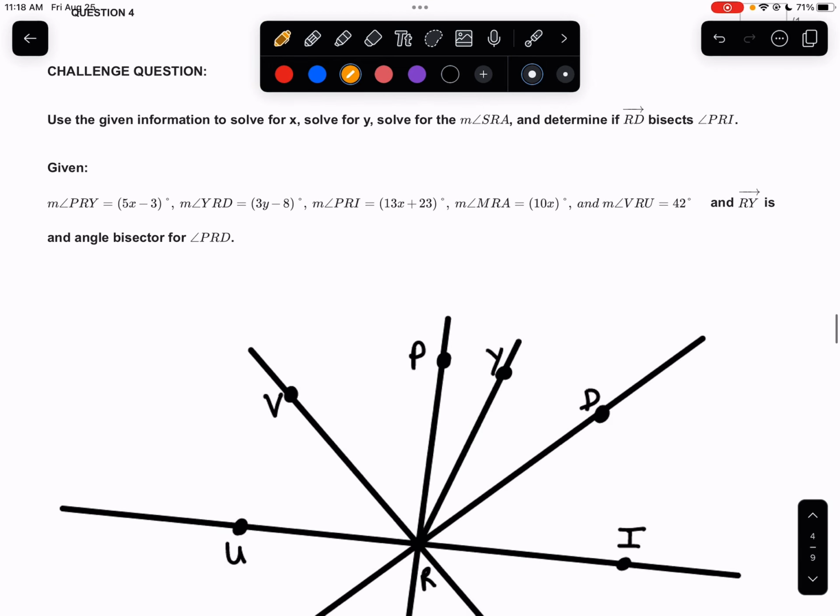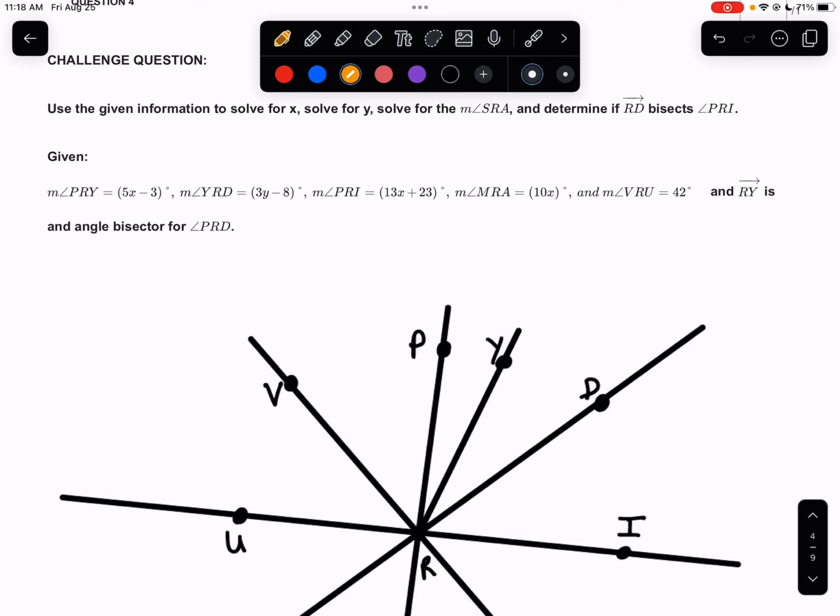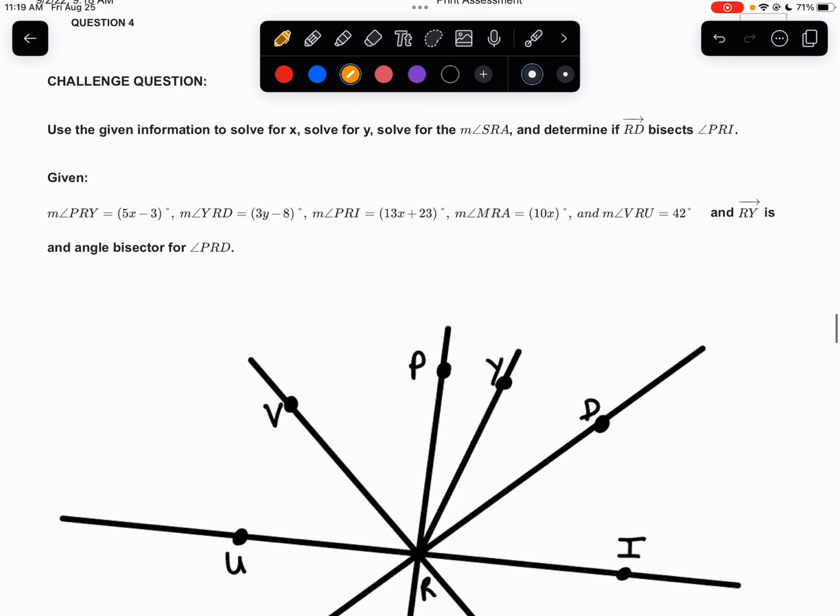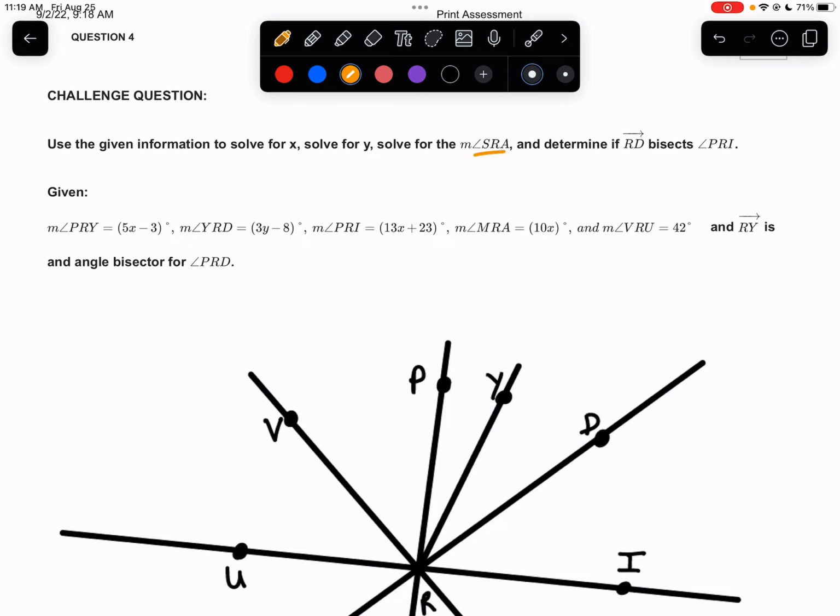Woo! Challenge question. Love it. Use the given information to solve for x, solve for y, solve for the measure of SRA, and determine if RD bisects PRI. Okay.